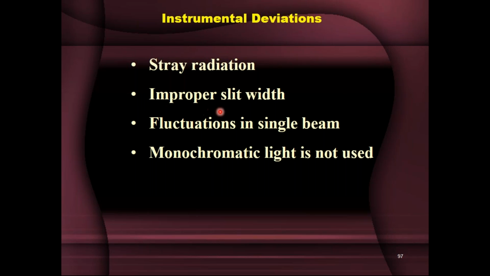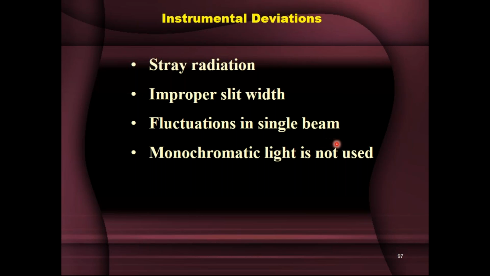The second one, what I have listed here, is improper slit width. Improper slit width could mean a larger slit width or a narrower slit width. Suppose you have a narrow slit width, then the intensity of radiation coming through and falling on your sample would be very low, and maybe everything will get absorbed. You don't get any transmitted light, because what an instrument measures is always the intensity of transmitted light, and then it calculates, based on the incident light intensity, what has been absorbed. So if there's no transmitted light, then it is not able to calculate it.